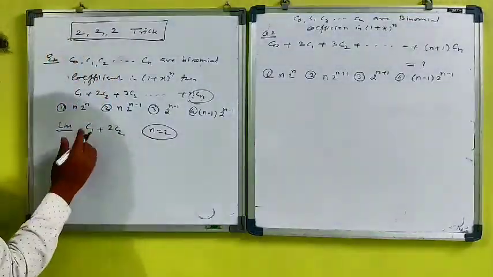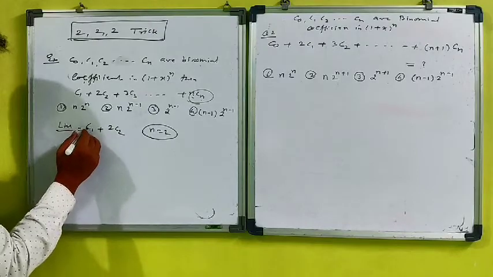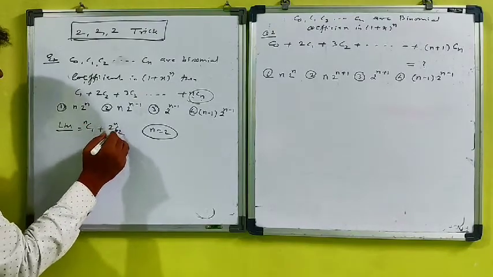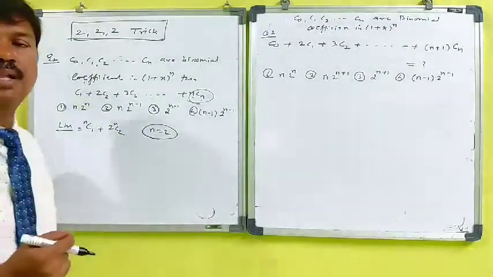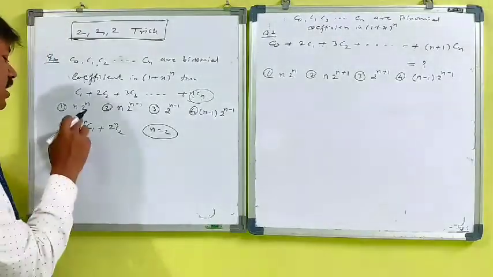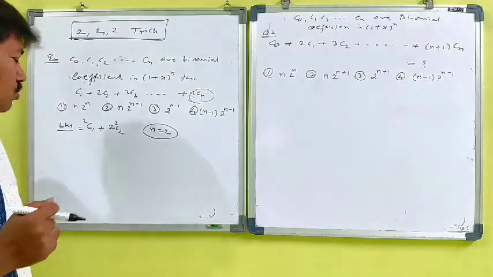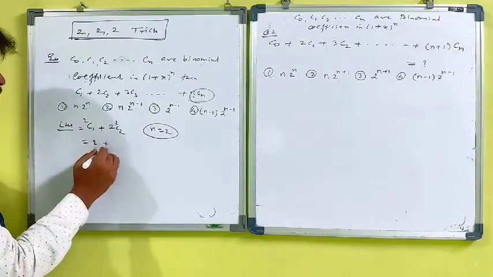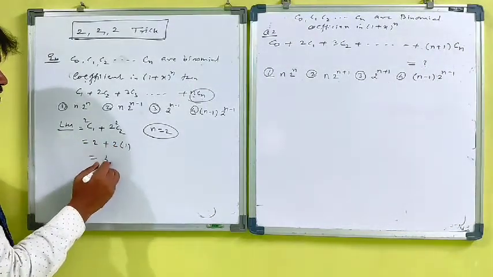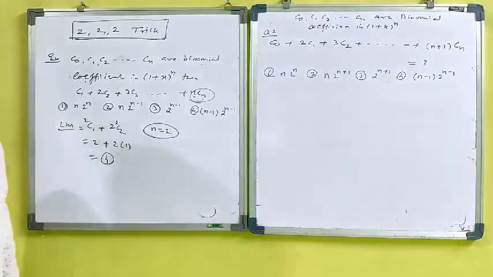So what is the left hand side of this? This is nothing but nC1, and this is nothing but nC2. But what value of n have we taken? 2. So 2C1 is 2 and 2C2 is 2, so it is 4.